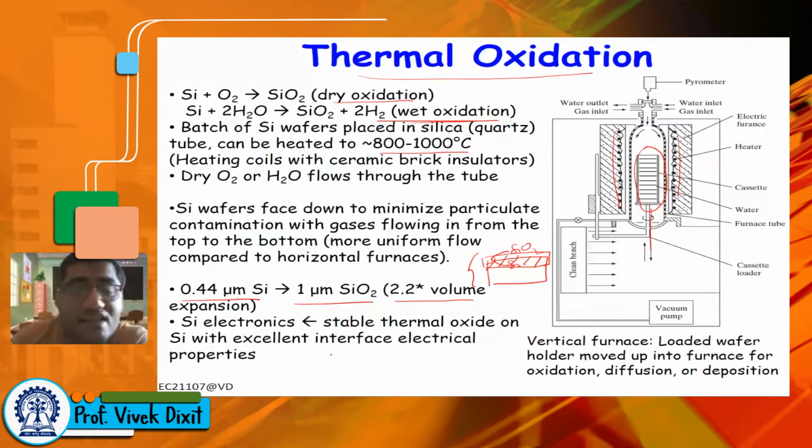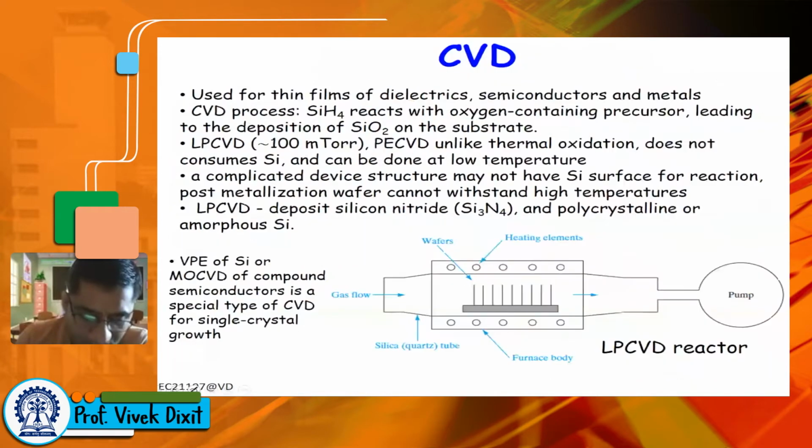Now a similar furnace can also be used for depositing oxide instead of growing oxide. Here we are growing, right? In growing, it is taking the silicon from the substrate itself, the wafer itself. Instead of that, we can also deposit the oxide, and that is done in a process called CVD. Now CVD is chemical vapor deposition.